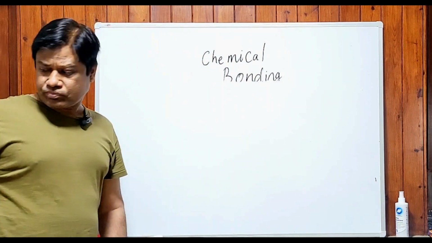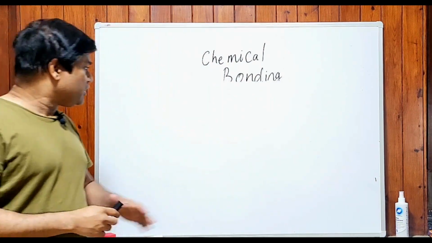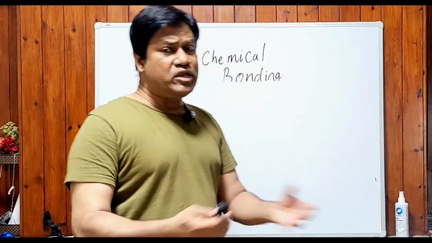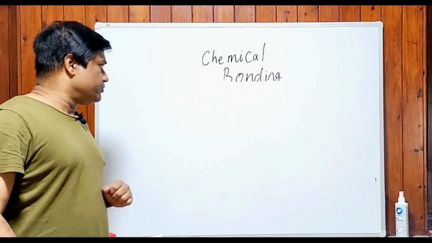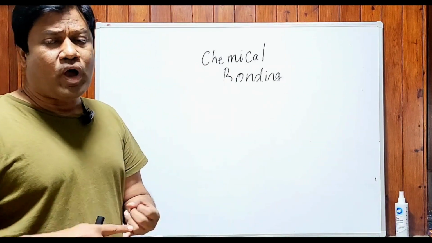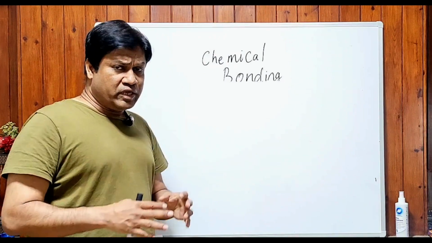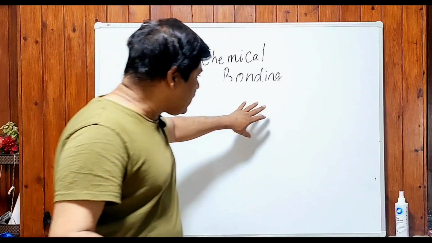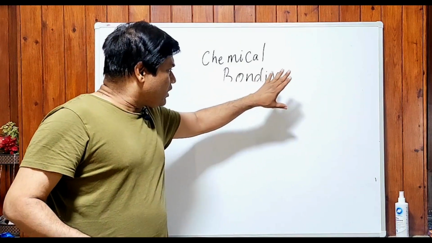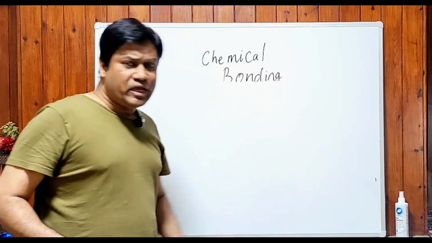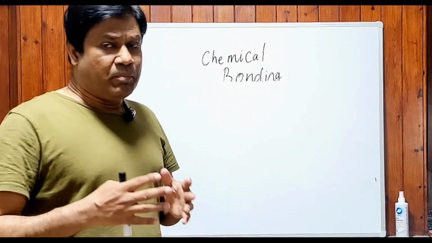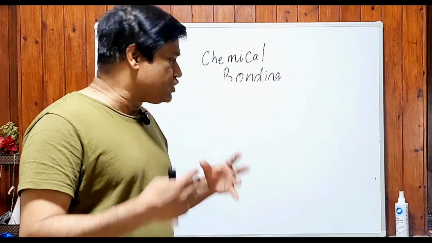Now, I told you just now, atoms combine together to make a bond. The reason why they combine together, one, to get 8 electrons in the outer shell, or to get the electronic configuration of the noble gases, and secondly, to get the stability by losing energy.